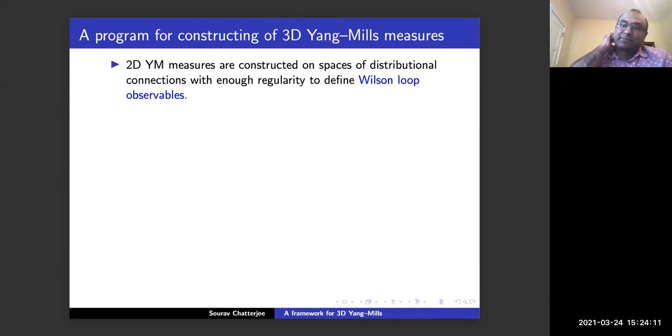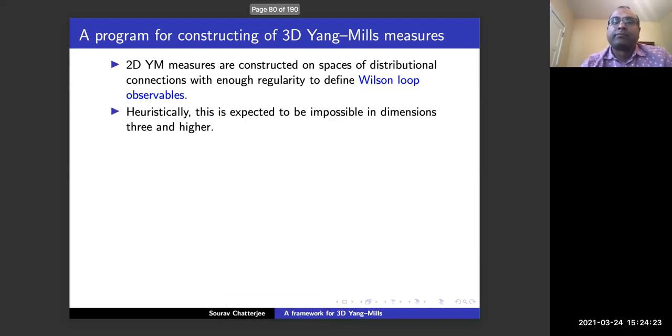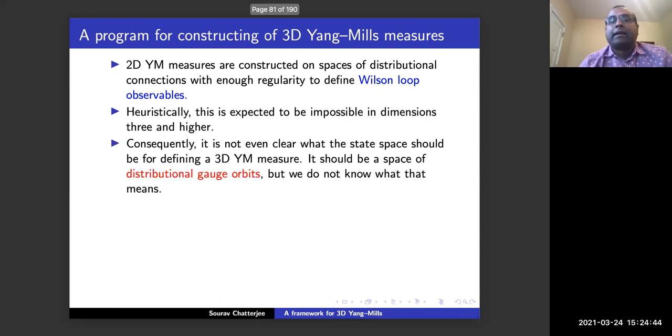Now, there is a basic difficulty, which I'm going to tell you now. The 2D Yang-Mills measures are constructed on spaces of distributional connections with enough regularity to define Wilson loop observables, which I'm going to define soon. Heuristically, this is expected to be impossible in dimensions 3 and higher. There are reasons to believe that this is not possible in dimensions 3 and higher. The heuristic is essentially that these fields should have the same kind of regularity as a Gaussian free field. And for a Gaussian free field in dimensions 3 and higher, you cannot define a Wilson loop observable. That's not defined. Consequently, these Yang-Mills measures are defined through these Wilson loop observables, so it's not even clear what the state space should be. That's the first thing.